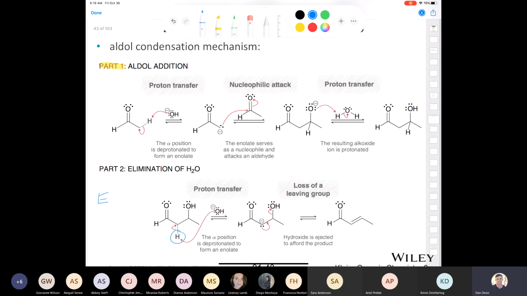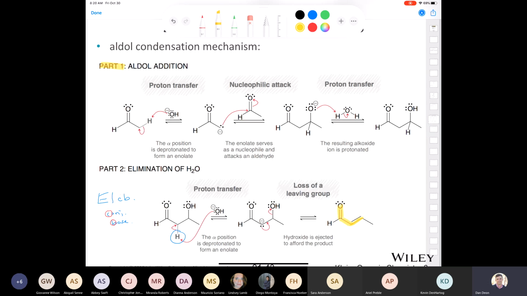We call this an E1CB mechanism. E1, just like an E1 that we learned way back in chapter 7. But this is an E1CB, and the CB stands for conjugate base, an E1 conjugate base reaction. E1 because it's one at a time. It's a two-step process. The first step is the deprotonation, and then the loss of the leaving group, the hydroxide. Again, you might not think of hydroxide as being a great leaving group, but remember, the driving force of this reaction and the reason why hydroxide can be a good leaving group is because we form that conjugated system.